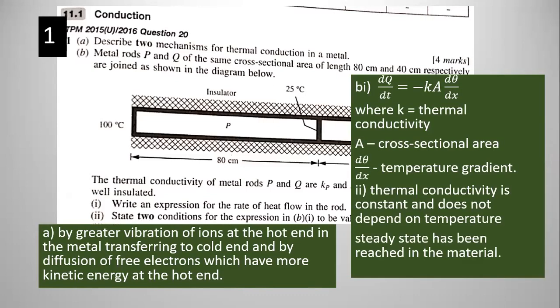Look at the marks and then see what points you have to give. If 2 marks, 2 points. 2 marks means 2 clear points. Usually when they say write an expression, what do they mean? Equation, write the equation. The formula. Write the formula.